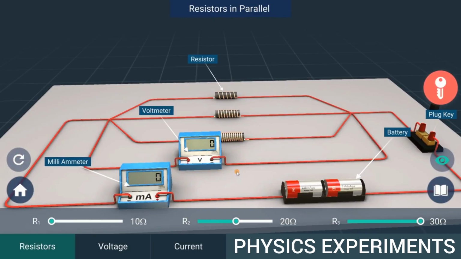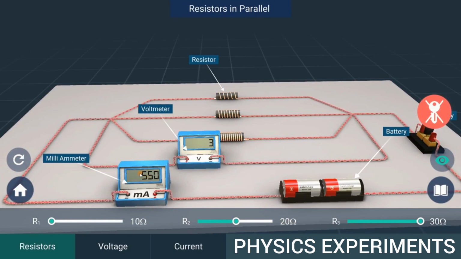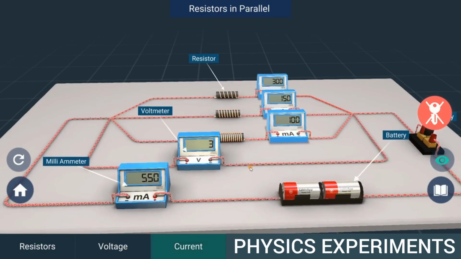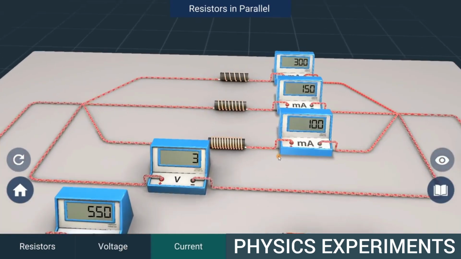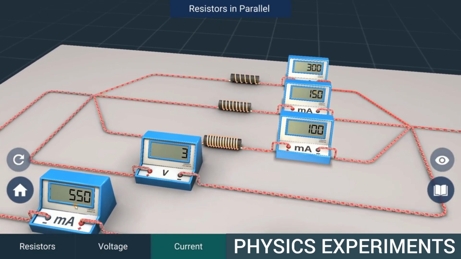With all 3 resistors of different values, we can see that the total current flowing through the circuit is 550 milliampere and the voltage across them is 3 volt. Let's check the current through each resistor by placing the ammeters. We can see that all of the current values are different across each resistor. When we closely observe it, we can see that the total current through the parallel combination of resistors is equal to the sum of currents through each resistor.